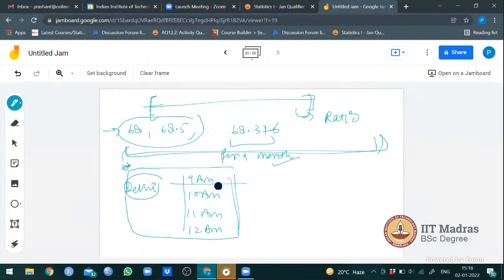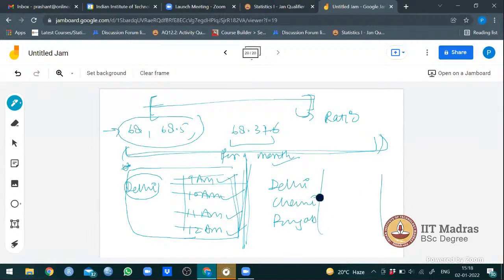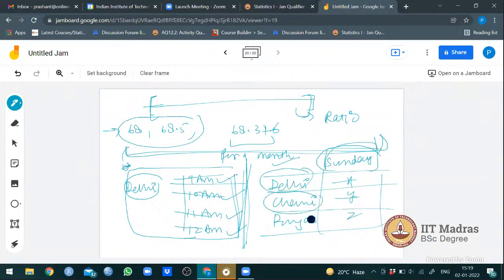Because for a month you are collecting the data over time. Suppose I'm measuring the temperature in Delhi, in Chennai, in Punjab on Sunday. So it will be cross-sectional data because it's at a fixed time. Places will be different, but time will be the same. Here places will be the same, but time will be different.